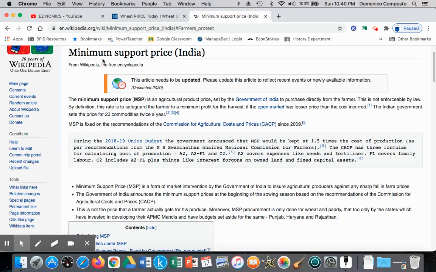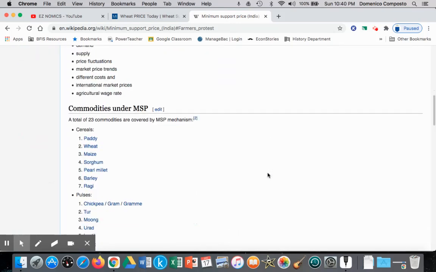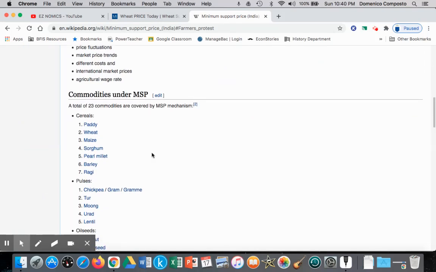So we're looking at minimum support prices in India, and we can see that in India, they provide price floors for paddy, wheat, maize, barley, etc. We're going to use the example of wheat.